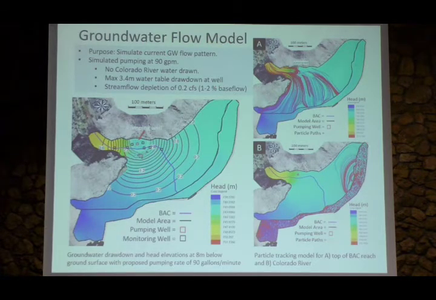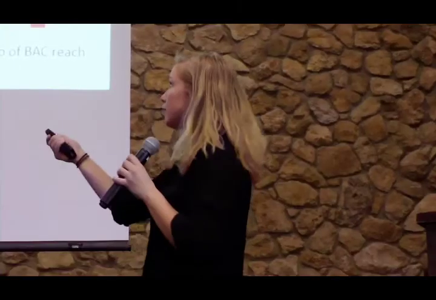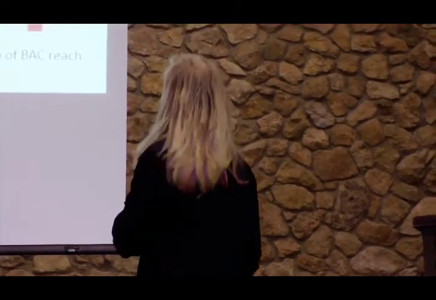The most important takeaways from the models were that no Colorado River water would be drawn at the proposed pumping rate. This is a good thing. And there would be a maximum 3.4 meter water table drawdown at the well. This first image shows the water level, and it creates a nice little cone towards the well. Even with that amount of drawdown at that pumping rate, you would only have a 0.2 cubic feet per second reduction within Bright Angel Creek, which is only 1 to 2% of the base flow. So you wouldn't see a big decrease in the local water in that creek area.